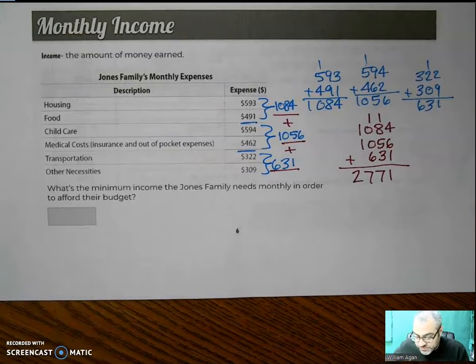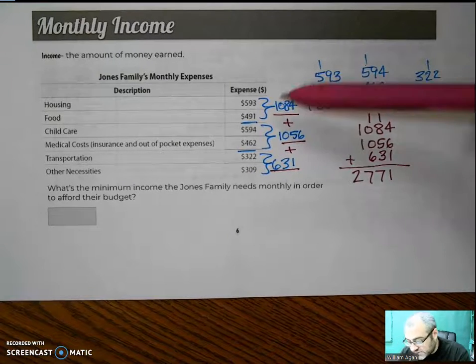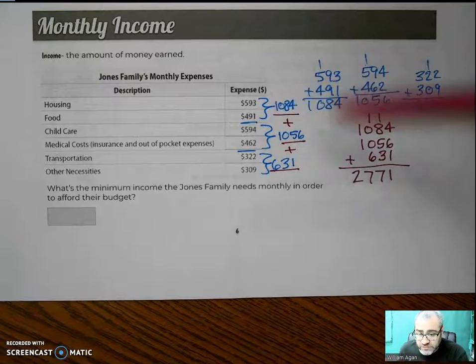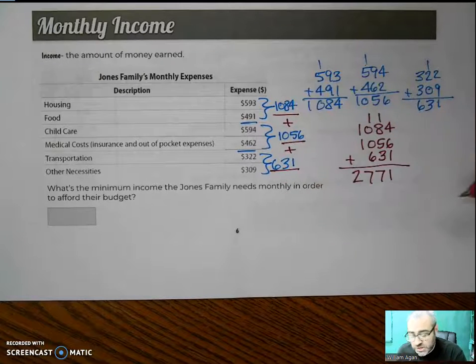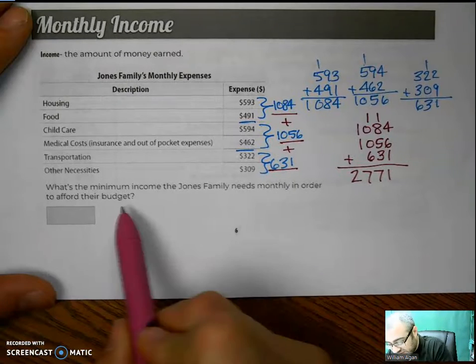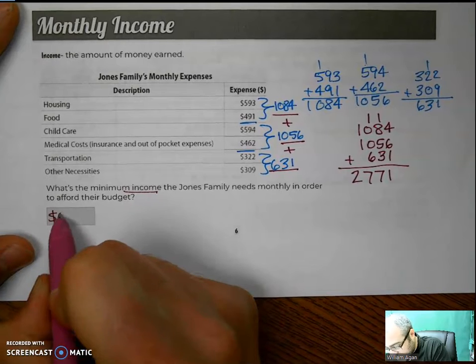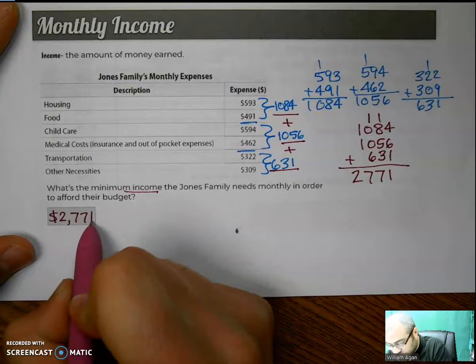Okay, and that gives me 2,771. All of his expenses, or that family, all of their expenses added up together is $2,771. So that's how much money they need every month. So, in order to afford that, he needs to make that much money every month. So his minimum income, the money that he makes, has to be $2,771.